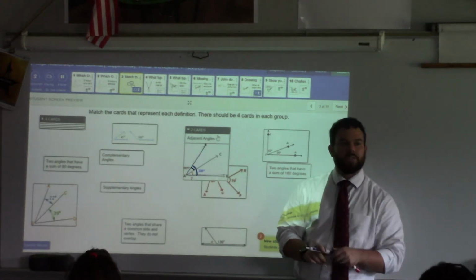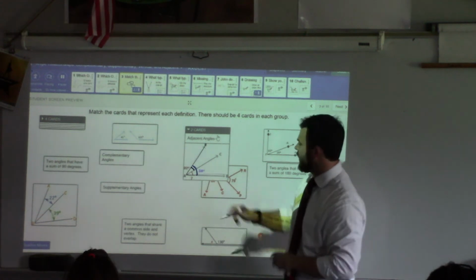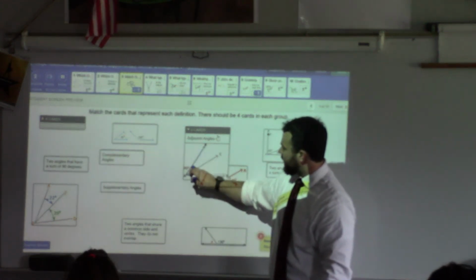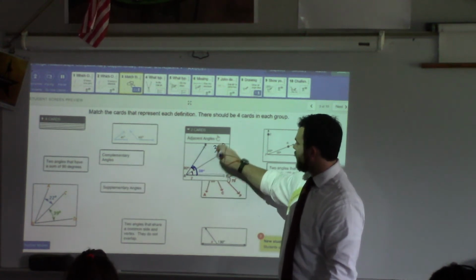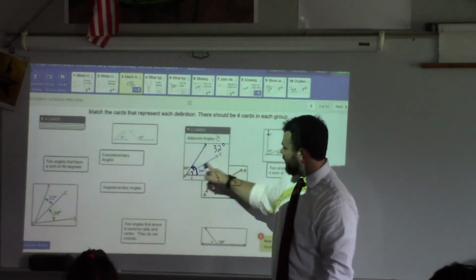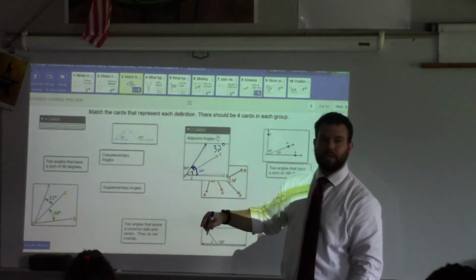What I want us to recognize, and we're going to talk more about this later, is called the angle addition postulate. Basically, if I add two adjacent angles together, it should give me the big angle. So 32 degrees plus, do we know what angle CAB is? Or CAD? Do we know it?